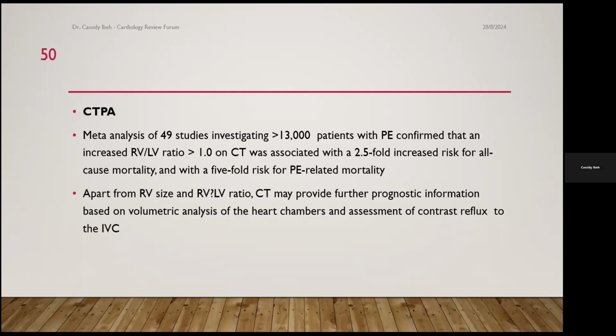Okay, now using the CTPA, like I said earlier, a meta-analysis of 49 studies investigating more than 13,000 patients with PE confirmed that an increased RV/LV ratio greater than 1 on CT was associated with a 2.5-fold increased risk for all-cause mortality, and with a 5-fold risk for PE-related mortality. Now, apart from RV size and RV/LV ratio, CT may provide further prognostic information based on volumetric analysis of the right heart chambers and also assessment of contrast reflux to the IVC.